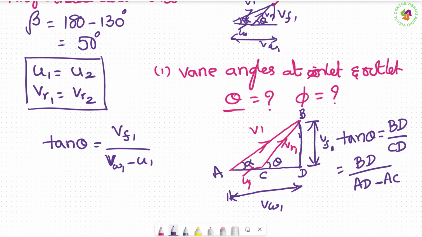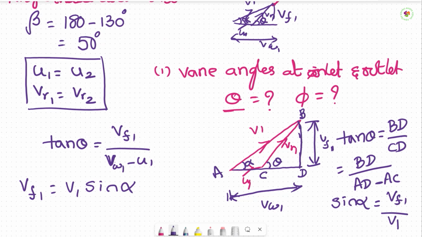In this, what is VF1? VF1 is the vertical component of V1. How do I get it? VF1 is equal to V1 sin alpha, because sin alpha is equal to VF1 divided by the hypotenuse V1. So VF1 is equal to V1 sin alpha. Now V1 he has already given as 20, so 20 into sin 20 degrees. The first calculation I made is VF1, which is 6.84 meters per second. Please remember, theta can be found like this only.